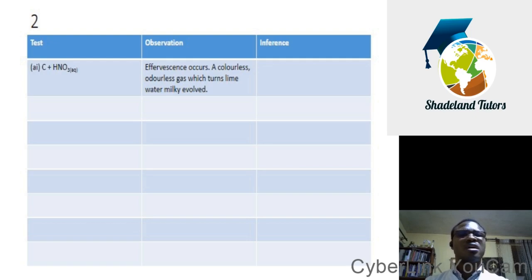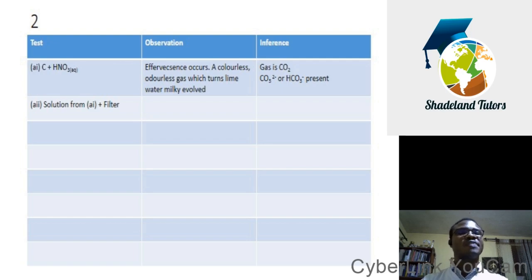What do you derive from this? The gas is CO2, that's carbon dioxide. All right. Then this is from trioxocarbonate(IV) ion or hydrogen trioxocarbonate(IV) ion.